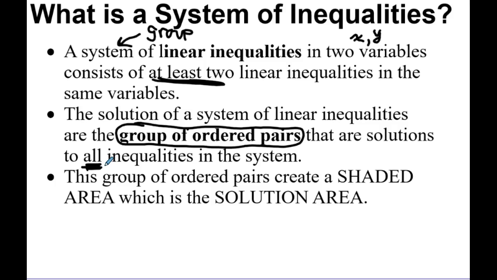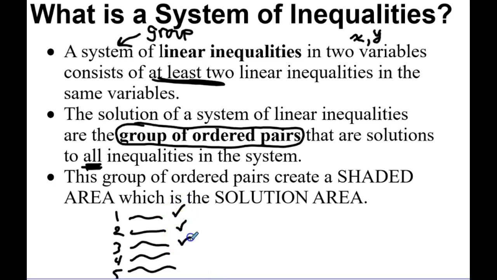So if I have 5 different inequalities listed, 1, 2, 3, 4, 5, and I have all of them listed out here, a solution of a system means that that particular ordered pair must be true for all 5 of those inequalities. Now, for this lesson, we're mainly only going to focus on 2, and we're going to see how that ends up working. This group of ordered pairs, however, creates a shaded area, which is called a solution area.